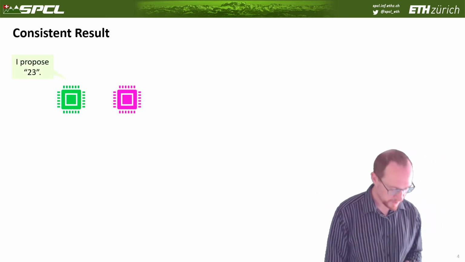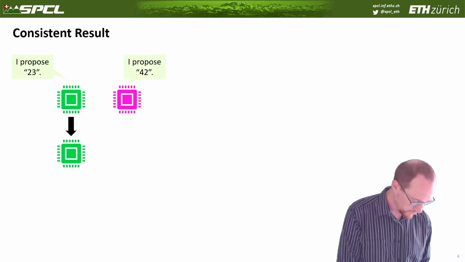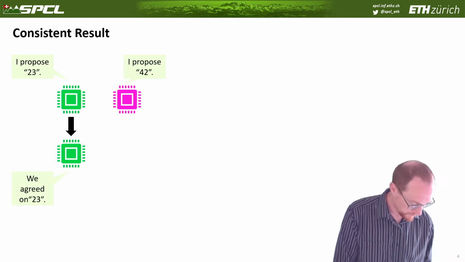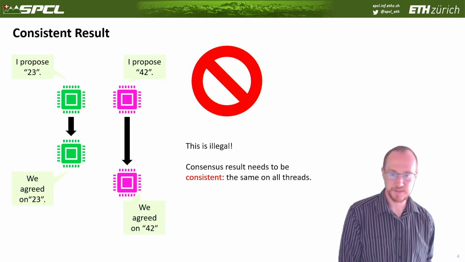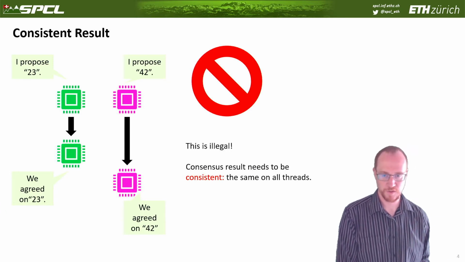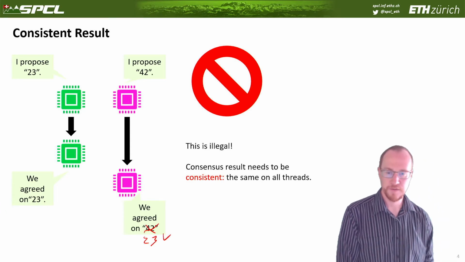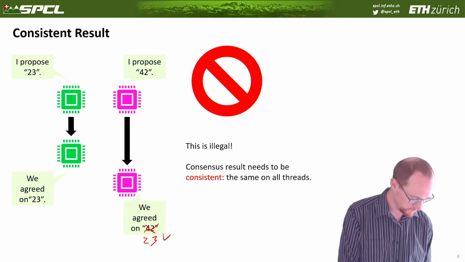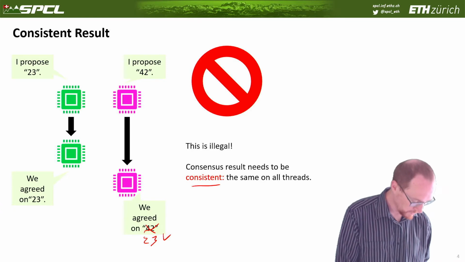So here again, in this case, the green one could propose 23, the red one proposes 42, fine, and then the green one says we agreed on 23, exactly like before, and so now the red one would actually have to say 23, but for some reason it says 42, which really means that this is an illegal setup for this consensus protocol. So it would have to return, especially if the previous process already returned 23, it would also have to return 23, because this would not be consistent if it was returning 42. So it's pretty clear.